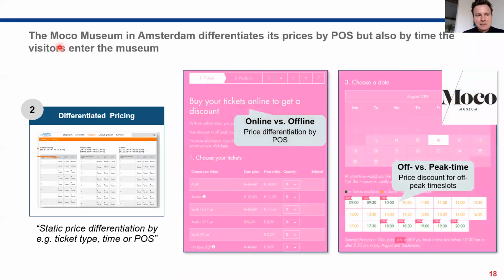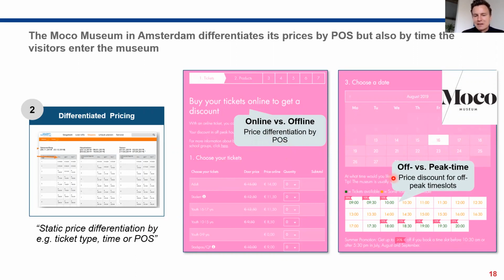The third example is the Chocoversum in Amsterdam. This Choco Museum already did two steps. First of all, they differentiate between online versus offline. So you get a discount if you buy online compared to if you go to the box office, so there's an incentive to buy online. You can see this here. For example, the adult price is €15. If you buy online now, you can save €1. So first of all, they differentiate by point of sale, and they incentivize online.